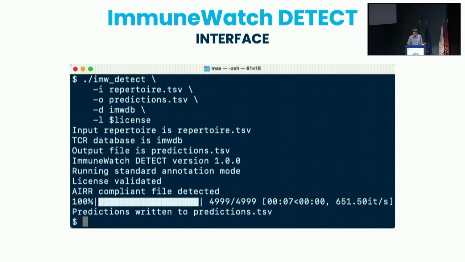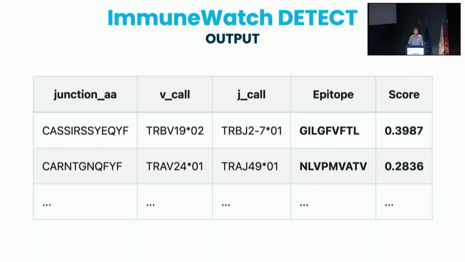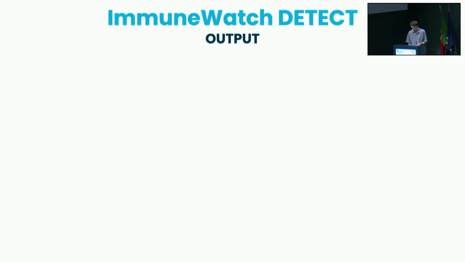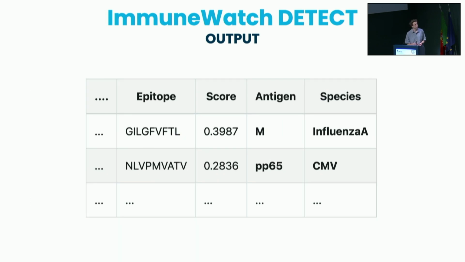So we've made the predictions. How does the output look? So for each TCR, we report the epitope target for the TCR together with a score that is the probability of binding. Now we also show both the antigen and the species. So for example, the first TCR is binding an influenza epitope.